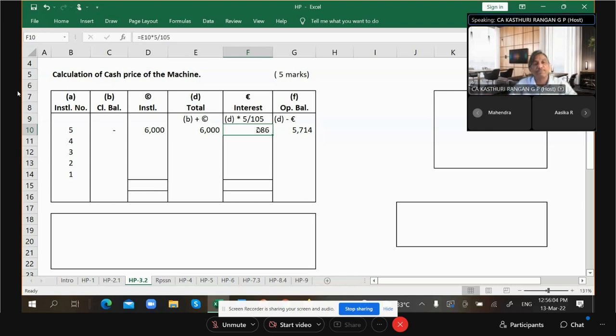We'll get 5 marks. Now, what will be the closing balance, friends? It will be 5714. Closing balance of 4th installment will be opening balance of 5th installment, correct? Now, how much installment will you pay? 6,000. Now, what will be the total? Add, 11,714. Now, in this, what is the interest? 558.